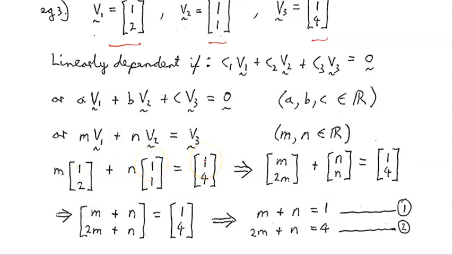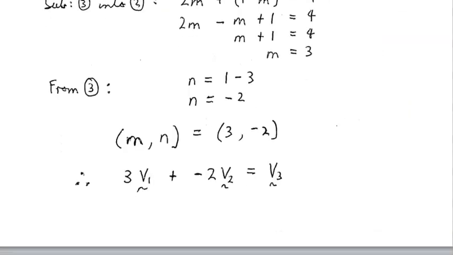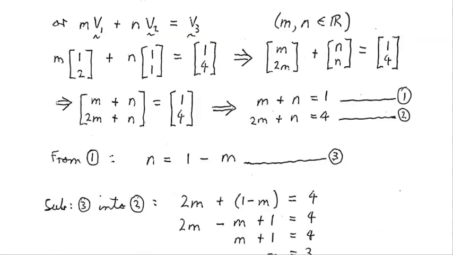So let's multiply the scalars out. We get our first vector becomes (M, 2M), our second vector becomes (N, N), and we want that equal to (1, 4). Now this is really just a case of solving simultaneous equations. So M plus N is 1, 2M plus N is 4. What we're doing is equating the coefficients here. We've added these two vectors, and we've got this vector here. And we're saying that M plus N is equal to 1, and 2M plus N is equal to 4.